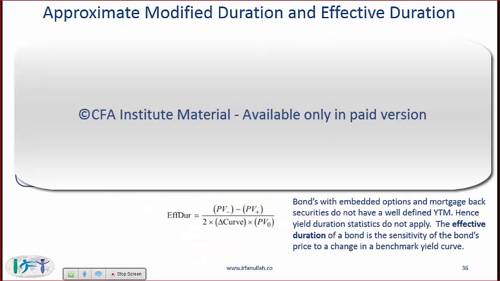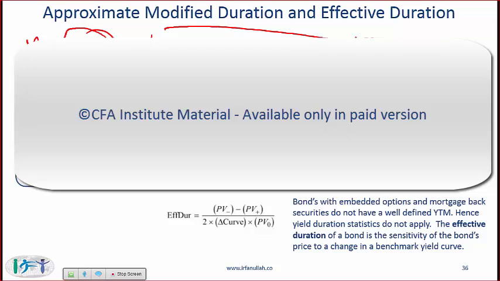Then the next thing in our MAM scenario is approximate modified duration, and this is also very important. This formula you need to learn. Approximate modified duration is the price. Negative means when the interest rate goes down. So PV minus is actually higher than PV plus. PV plus is when interest rates go up. So you do PV minus minus PV plus over 2 times delta Y. Delta Y is the change in yield on either side in decimal. And then times PV naught, that's the initial price.